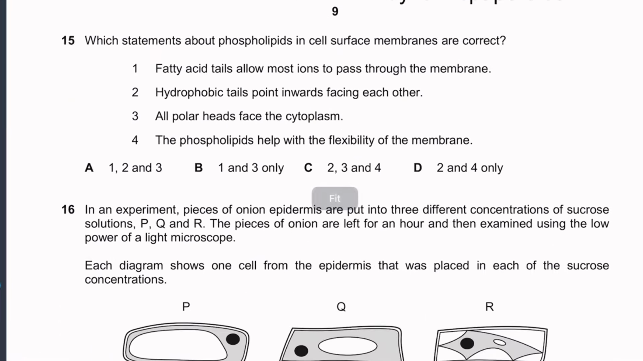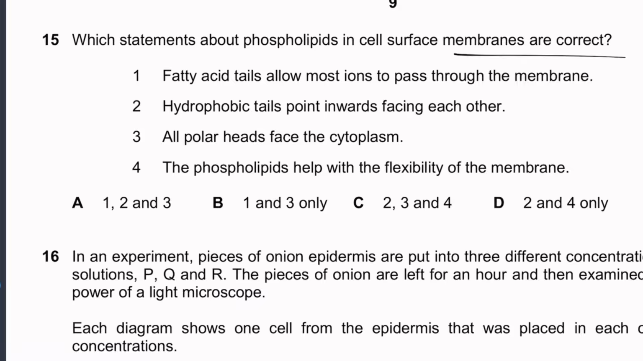Moving on to 15, which statements about phospholipids and cell surface membranes are correct? 1, fatty acid tails allow most ions to pass through the membrane. 2, hydrophobic tails point inwards towards each other. 3, all polar heads face the cytoplasm. 4, the phospholipids help with the flexibility of the membrane.